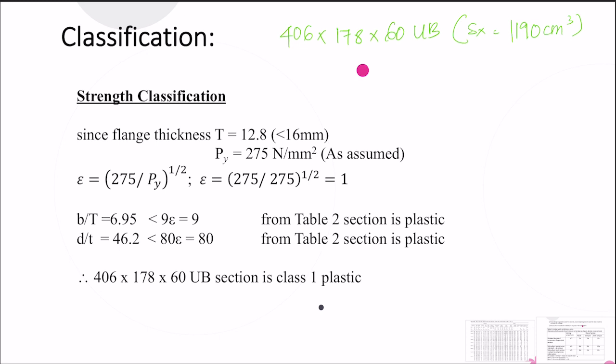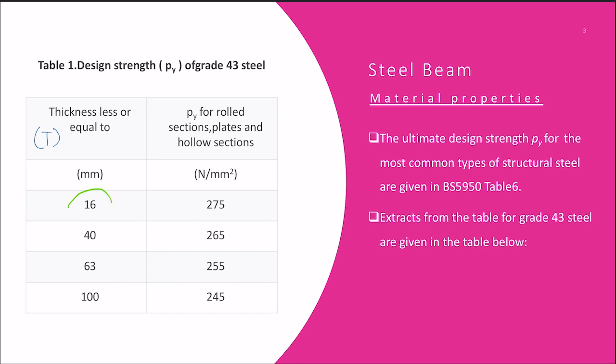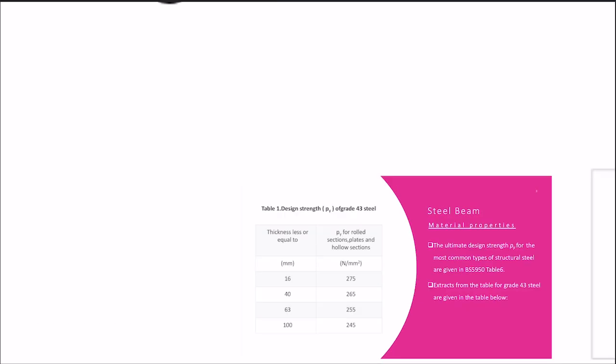Right, we need to find first the value of T, because we want to make sure that our earlier assumption about the PY, we already assumed 275. Okay, T must be less than 16. If not, actually our assumption is wrong. Okay, so we can't. We must make sure T for the section we chose is less than 16, meaning PY is correct, 275 as per our assumption.